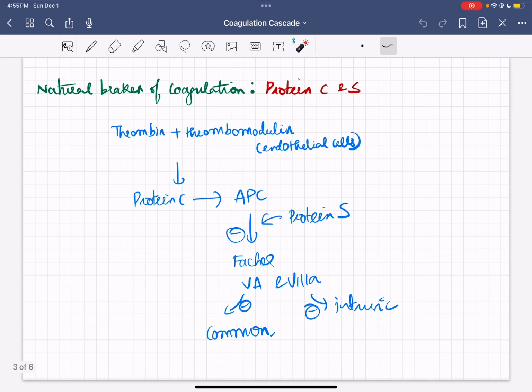All right, so now the coagulation cannot keep happening, right? If there's going to be a lot of coagulation, there's going to be a lot of unnecessary coagulation.